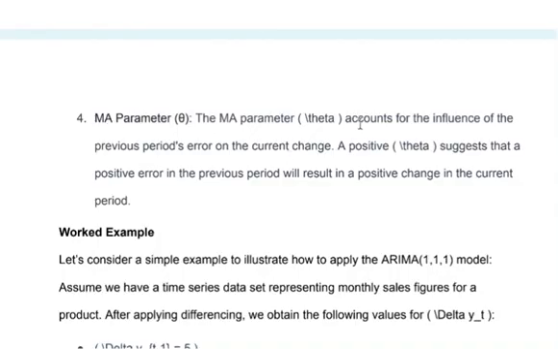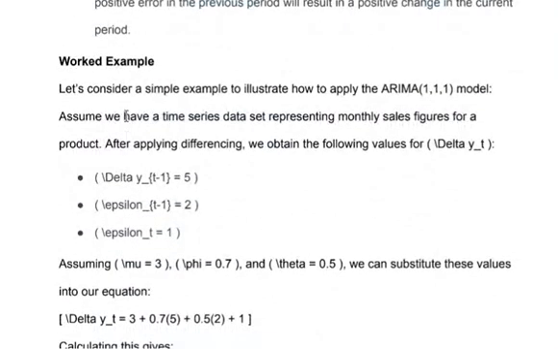MA parameter, theta: the MA parameter theta accounts for the influence of the previous period's error on the current change. A positive theta suggests that a positive error in the previous period will result in a positive change in the current period. Worked example. Let's consider a simple example to illustrate how to apply the ARIMA(1,1,1) model.